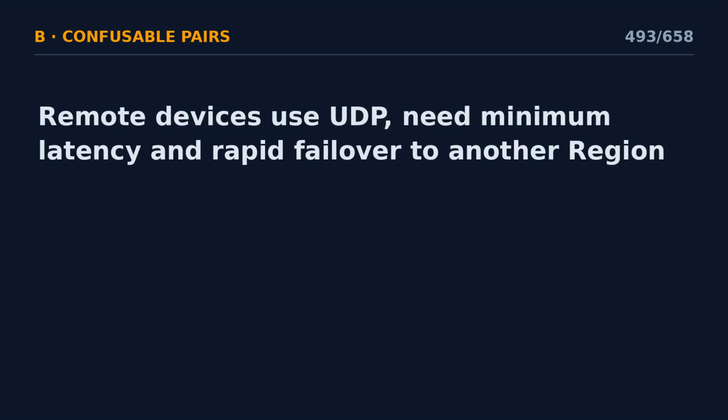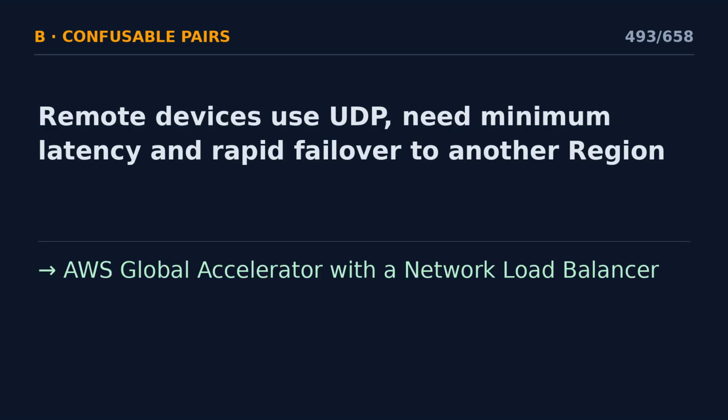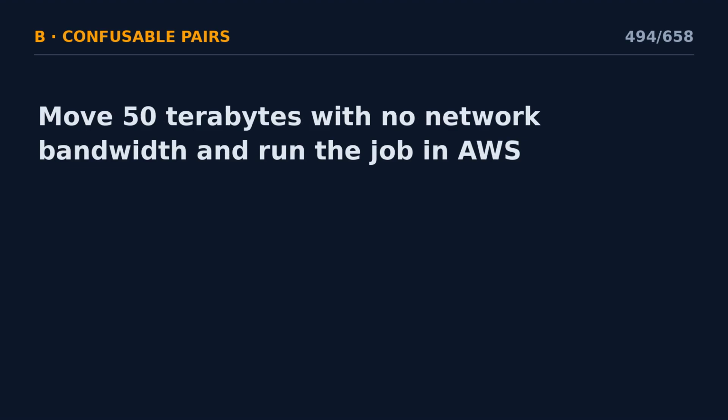Remote devices use UDP, need minimum latency and rapid failover to another region. Answer: AWS Global Accelerator with a Network Load Balancer. Move 50 terabytes with no network bandwidth and run the job in AWS.